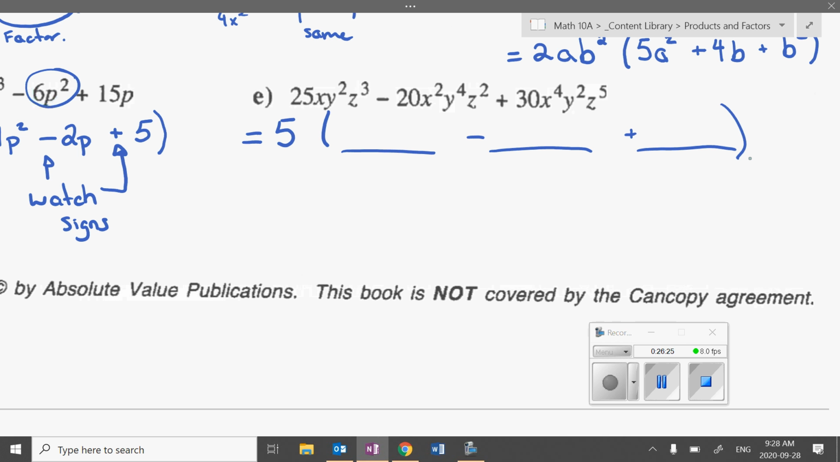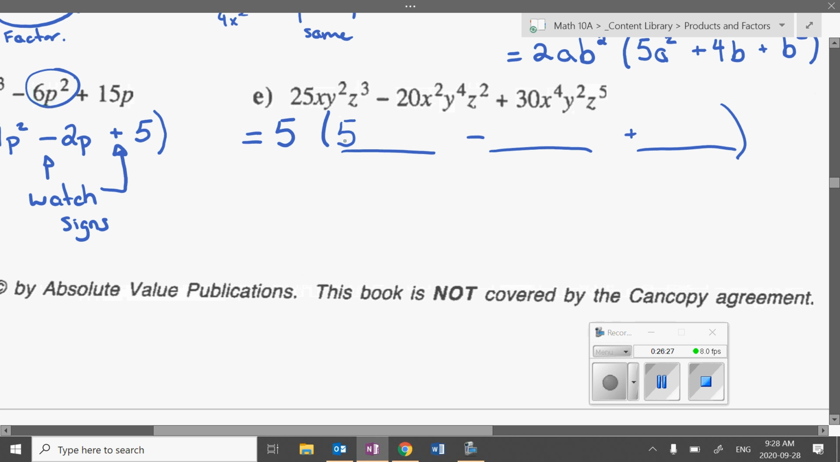So 25 divided by 5, I have to have a 5 here in my first term. 5 times 4 would bring us to our 20. And then 5 times 6 brings us to our 30.